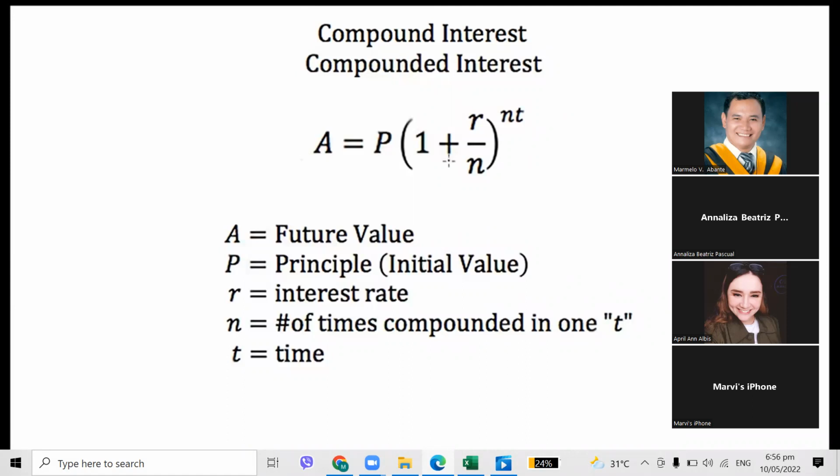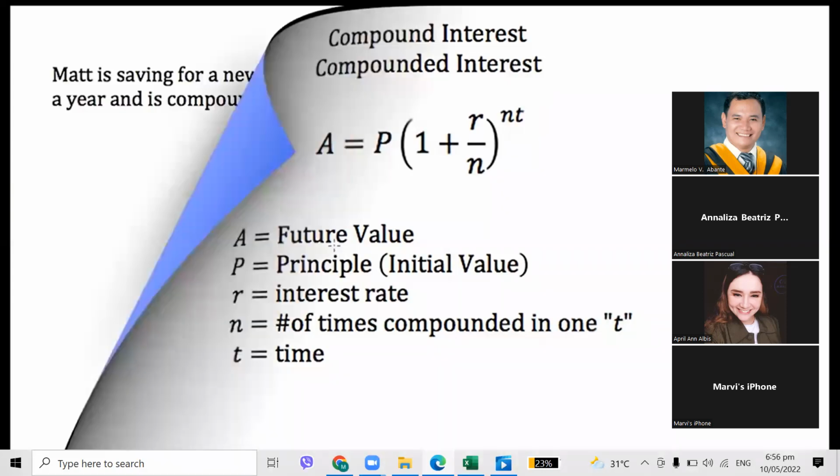So if we compound every month, and time is measured in years, well then N would be 12 because there are 12 months per year. So N is the number of times we compound in 1 unit of time, whatever we're measuring our time in. So let's try an example.